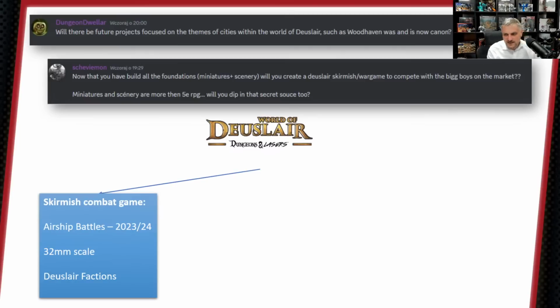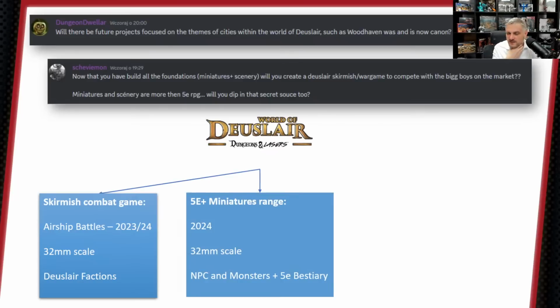I've been thinking about airship battles, and the date will be 23, 24. It's something we have to realign now with other projects, and 32mm scale and Deus factions. What you might expect is that we will definitely grow on airships, just to create an airship game. I think the idea is great. Modularity of those things will allow us to actually do that. And I personally think it's going to be quite an interesting project for us.